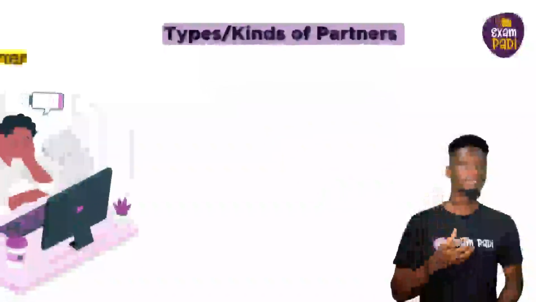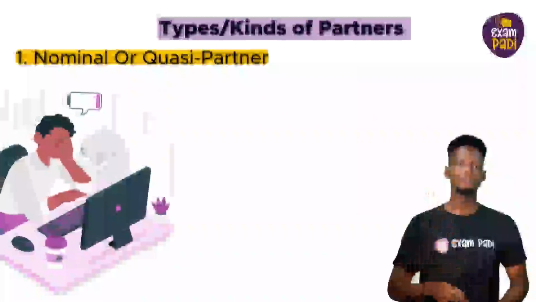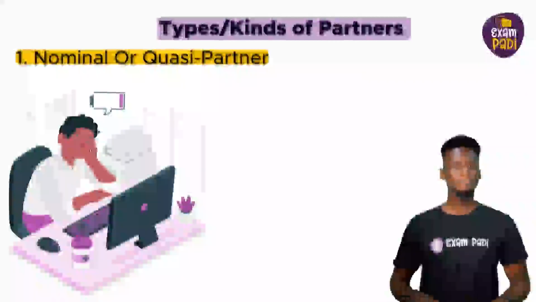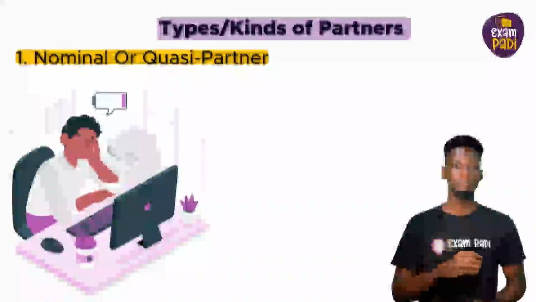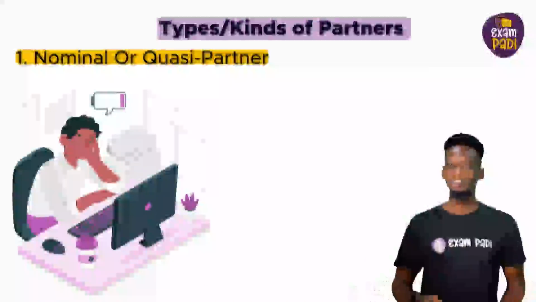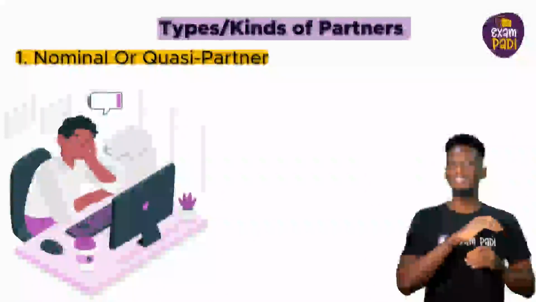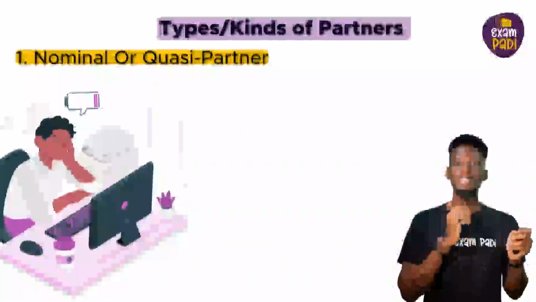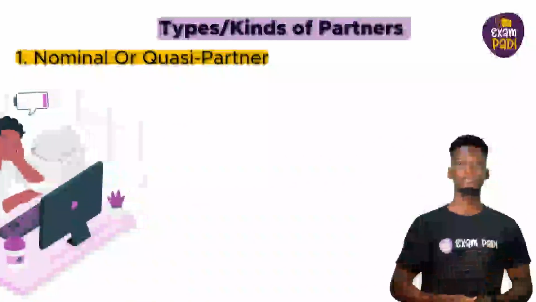Types or kinds of partners include 1. Nominal or quasi-partner. Here, he contributes only his name but does not take an active part in the running of the business. His influence in the industry can give him access to certain privileges. As stated in the partnership deeds, he is entitled to the company's profits.